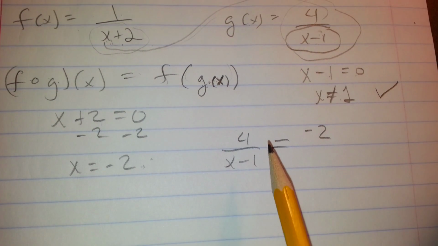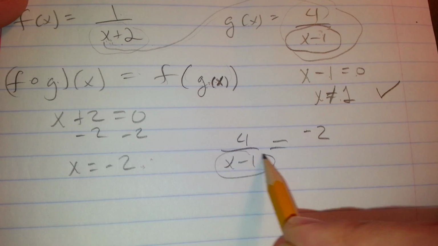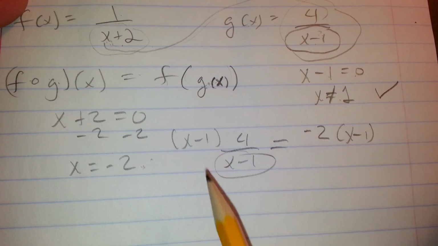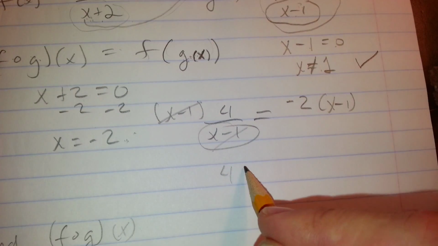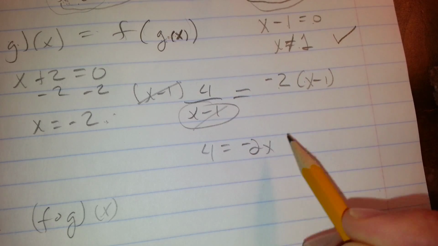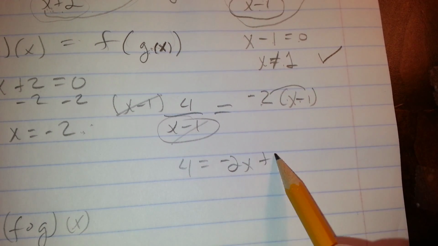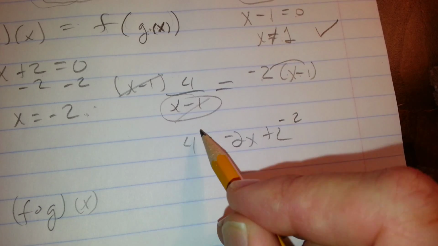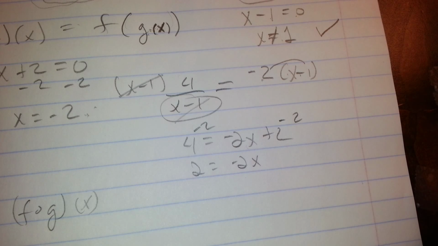All right, so let's go ahead and solve. I'm going to multiply both sides by x minus 1. The x minus 1 cancels out, so 4 will equal this. Negative 2 times x is negative 2x, and negative 2 times negative 1 is plus 2. I will subtract 2 from both sides. That'll be 2 equals negative 2x.